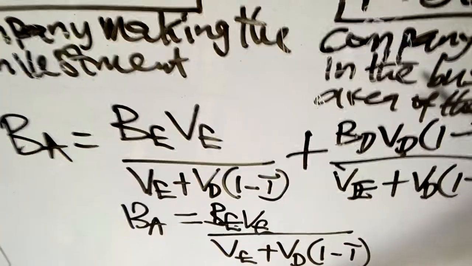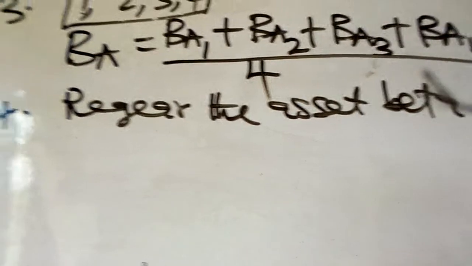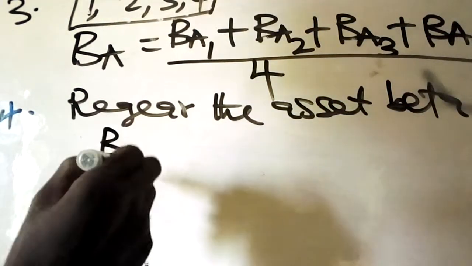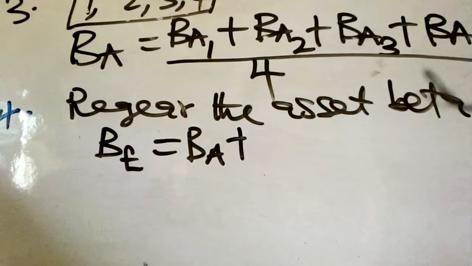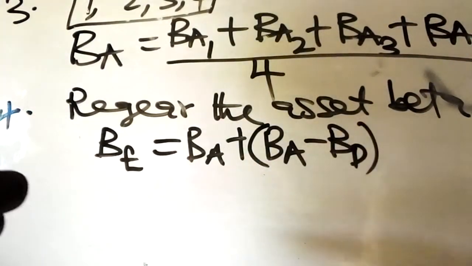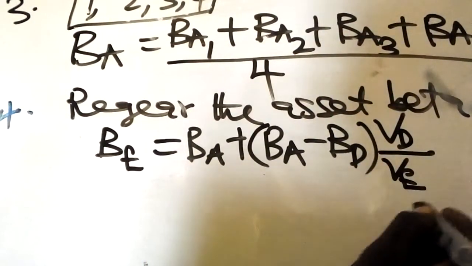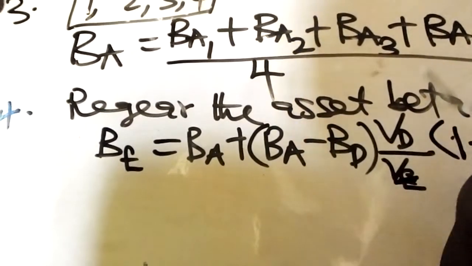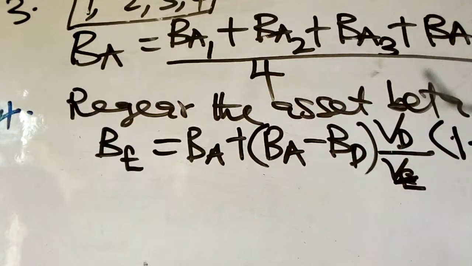So this asset beta formula, you may use it in order to get the equity beta. So beta of equity now will be equal to beta of asset plus beta of asset minus beta of debt, then times value of debt over value of equity, multiplied by the tax. No, value of the debt must be post tax, so multiply by 1 minus tax rate. So that is step 4.